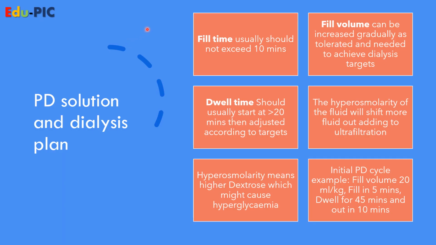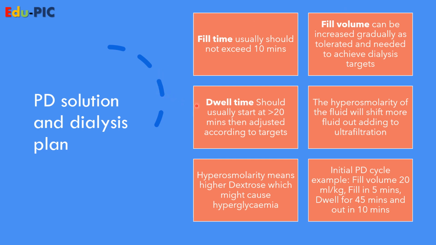To emphasize more, what is fill time? Fill time is the time that you spend with your fluid going into the intraperitoneal cavity from the dialysate bag. That should usually be less than 10 minutes. Your fill volume can be increased gradually as tolerated. As we said, it starts at around 10 to 20 milliliters per kilogram, but you can keep increasing that gradually as tolerated to achieve dialysis targets.